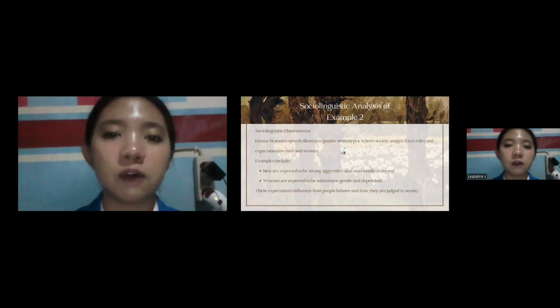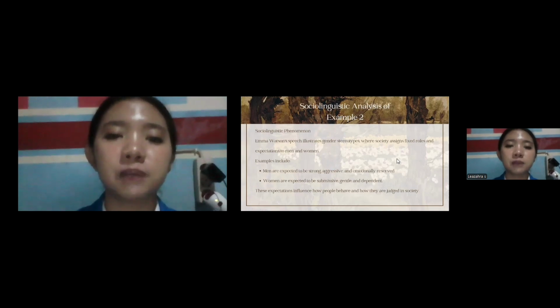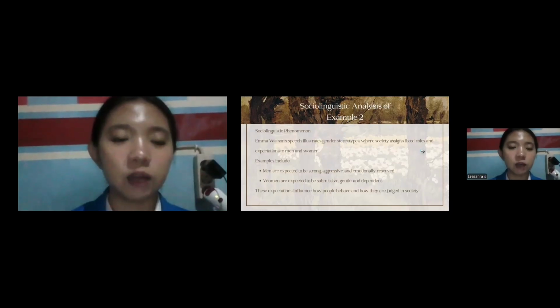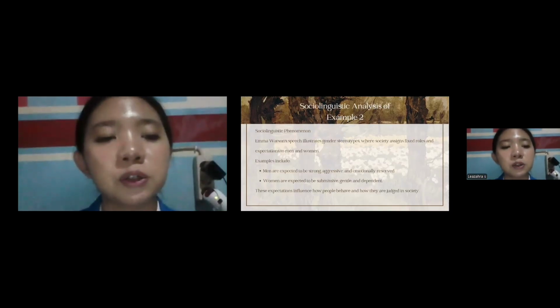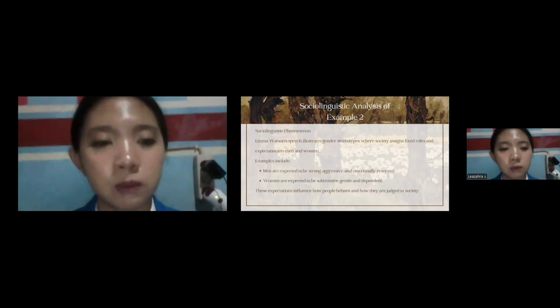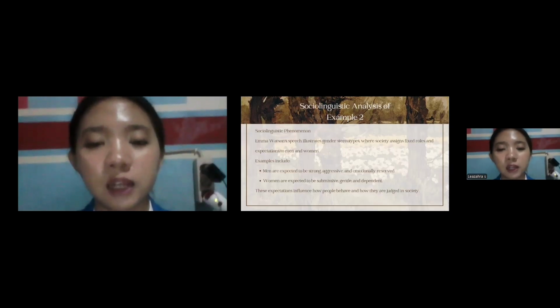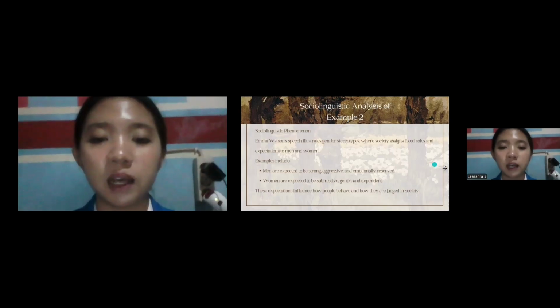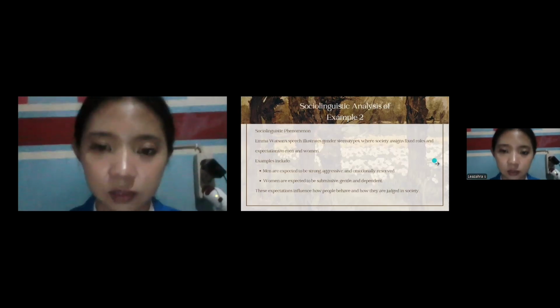Sociolinguistic analysis of example 2. Sociolinguistic phenomenon: Emma Watson's speech illustrates gender stereotypes, where society assigns fixed roles and expectations to men and women. Examples include men are expected to be strong, aggressive, and emotionally reserved, and women are expected to be submissive, gentle, and dependent. These expectations influence how people behave and how they are judged in society.